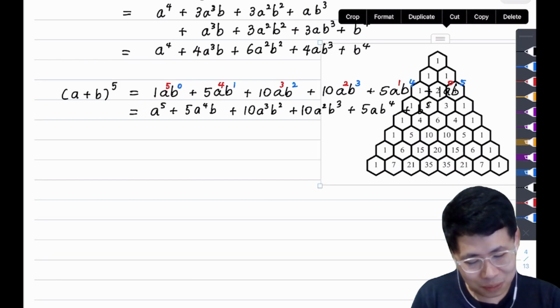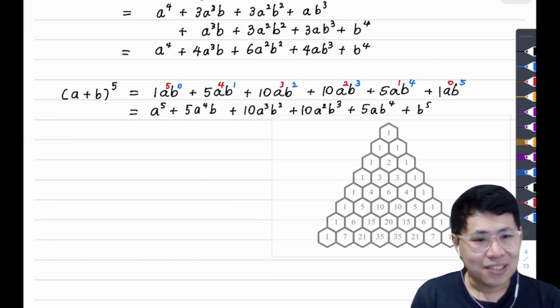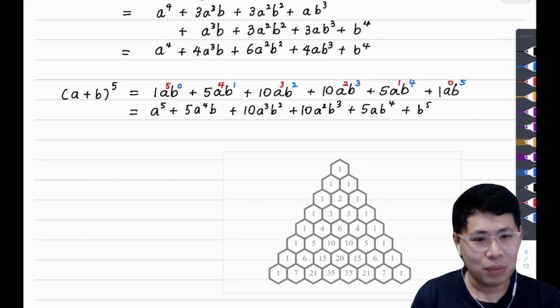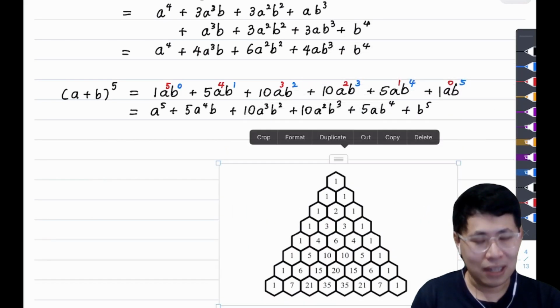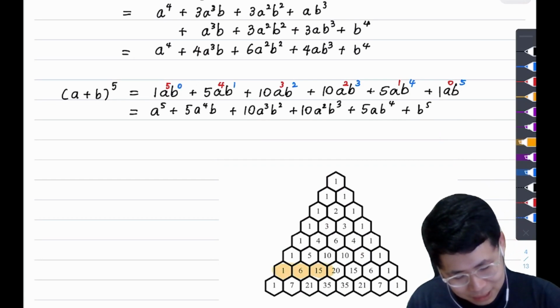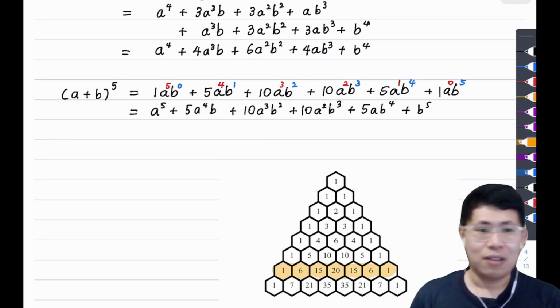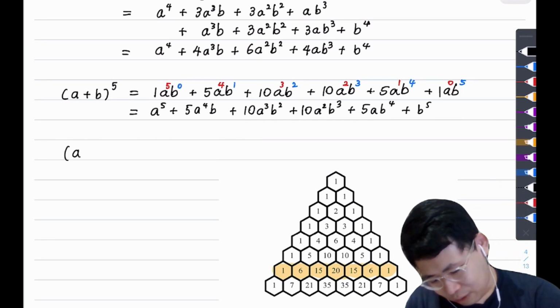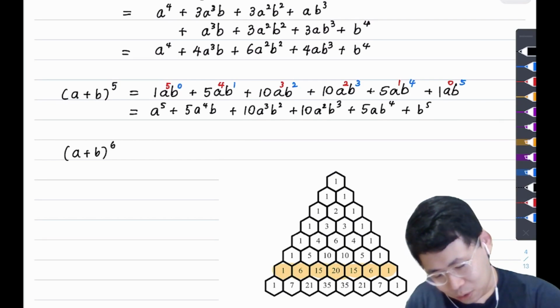Where's a good place to put this? Maybe I put this above so it's easier to see. Maybe I should put it below here, because I don't think I need the space below. Let me highlight the power 6 row, n equals 6. So let's try one more: a plus b to the power of 6.